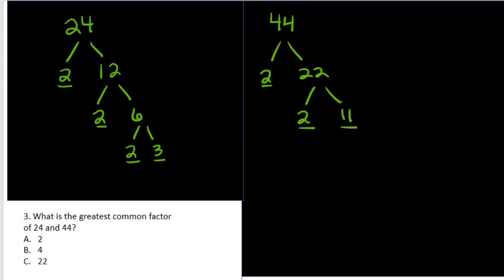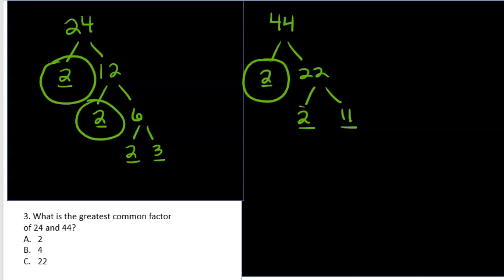Now I have to see which numbers they all have in common. So I'll start circling. They have one 2 in common. They have two 2's in common. But they don't have any other numbers I can match up. So I know that if I multiply 2 times 2, okay, they have two 2's in common, I'm going to get 4, and that is my greatest common factor.